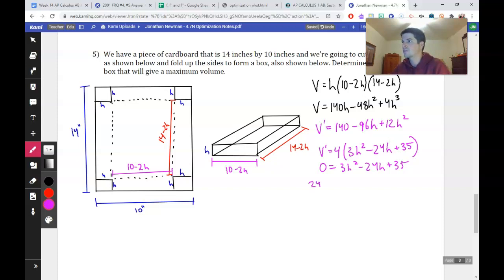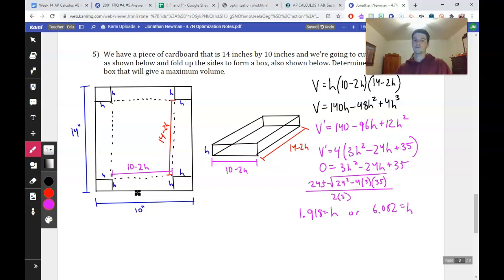So opposite b plus or minus square root of b squared minus 4ac. The reason I didn't put negative 24 is because when you square it, it's going to be positive anyway. There we go. All divided by 2a. And here we're going to use a calculator, okay? So we plug that into calculator. You get 1.918 equals h, or 6.082 equals h. And both those come from the plus or minus, right?